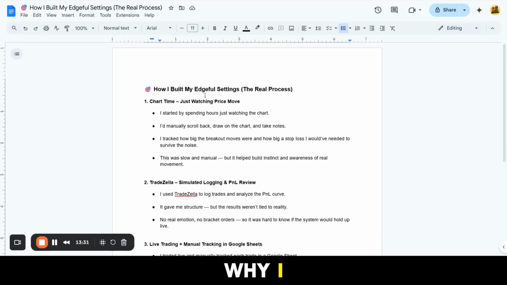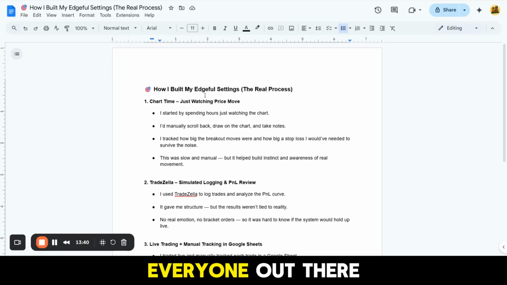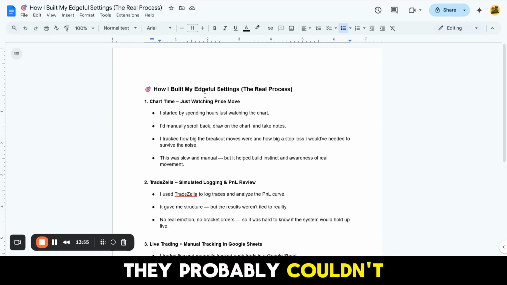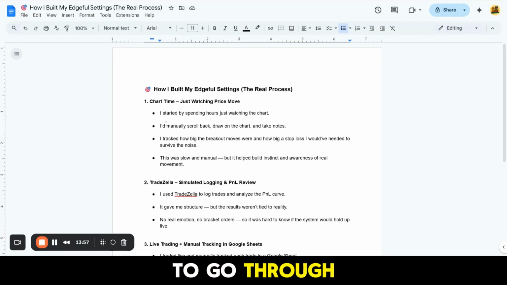And this is why when someone asks me what my settings are, I don't tell anyone, because I have nothing to sell you. And I know everyone out there is selling courses and doing this stuff. But if you have a real edge, why would you tell someone else? And I know we're in it together, and I do appreciate that, but even if you had an edge and you gave it to someone else, they probably couldn't trade it. So you got to go through the 4 steps.